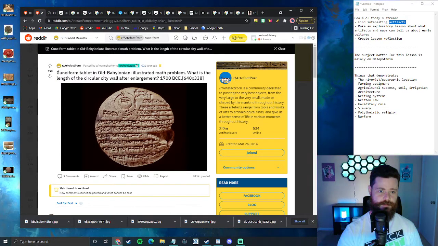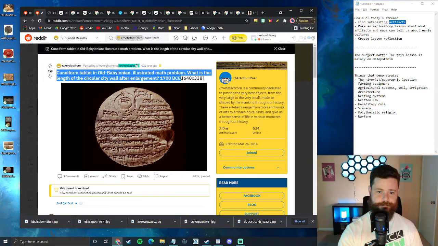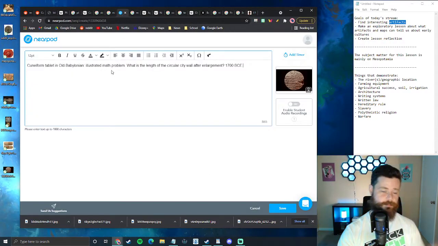So what is this? Cuneiform tablet in Old Babylonian. I'll say cuneiform, just because when we're talking about writing systems, simplifying it for them is probably more useful in cuneiform. Oh, no. Cuneiform tablet in Old Babylon. Okay, so it already says cuneiform. I'm just going to leave it that way then.